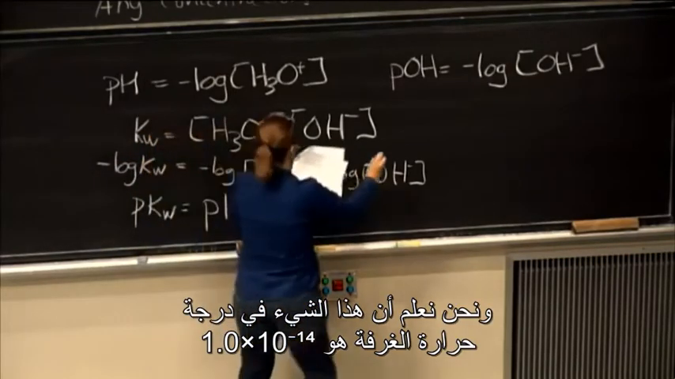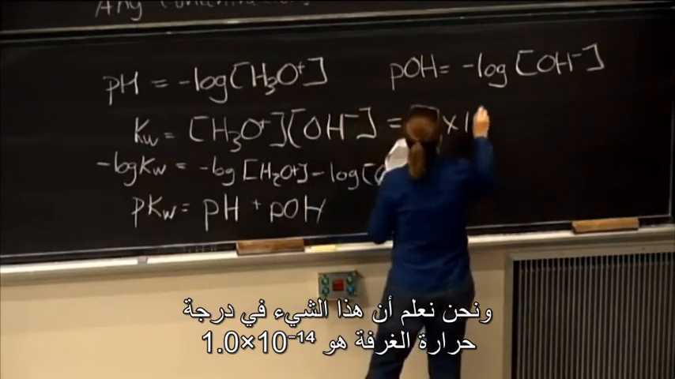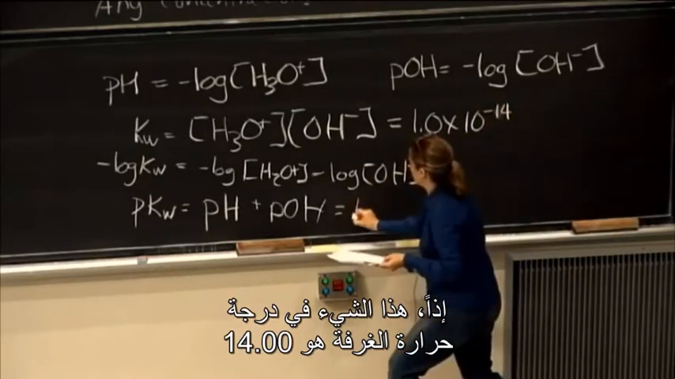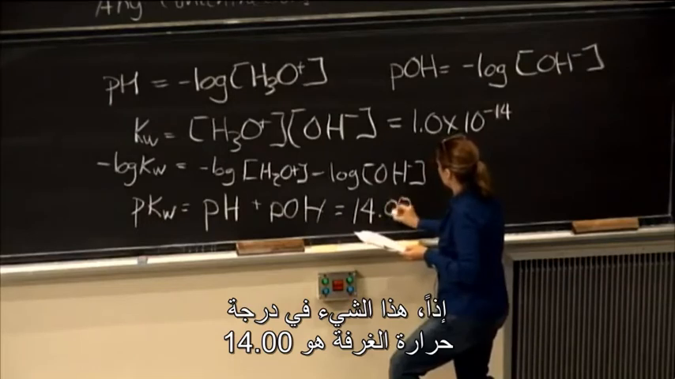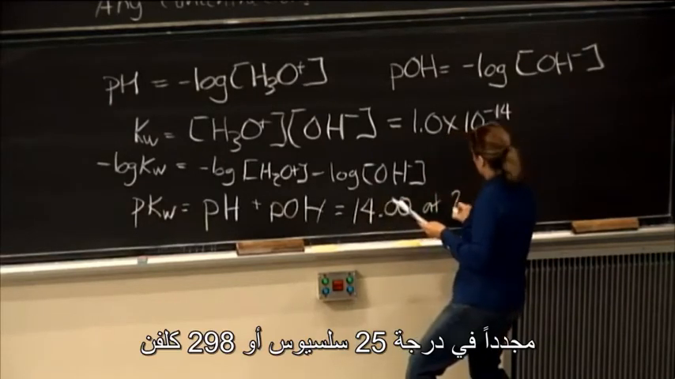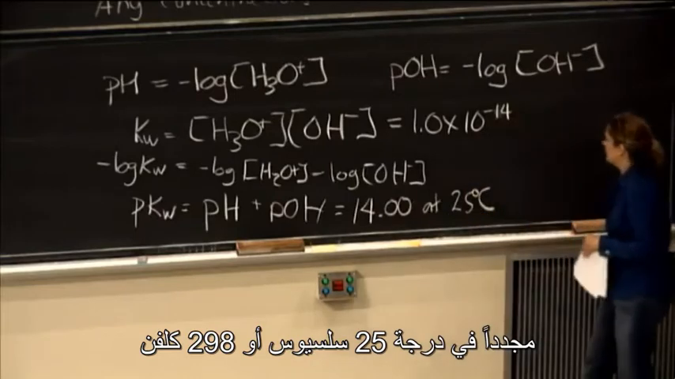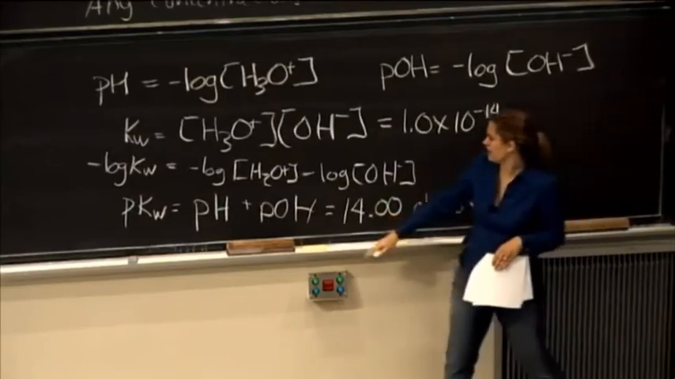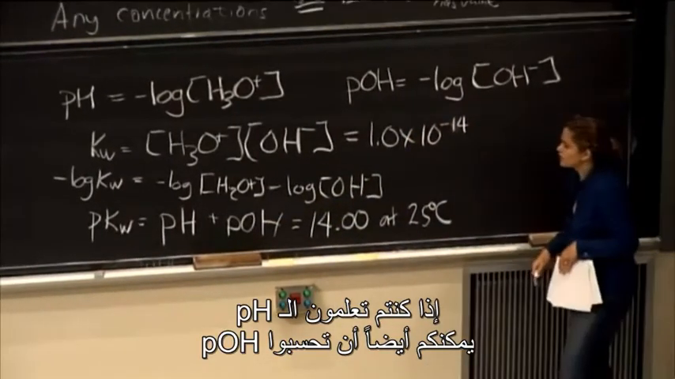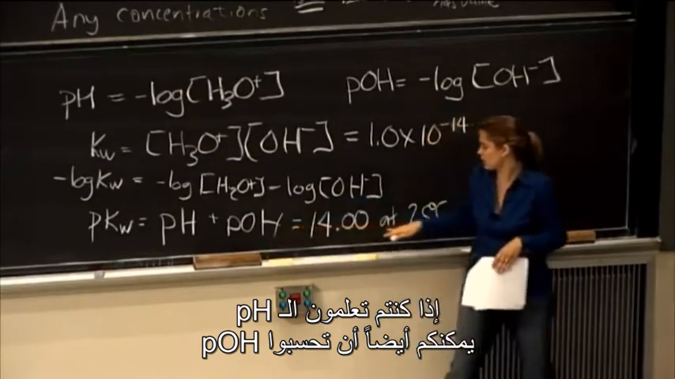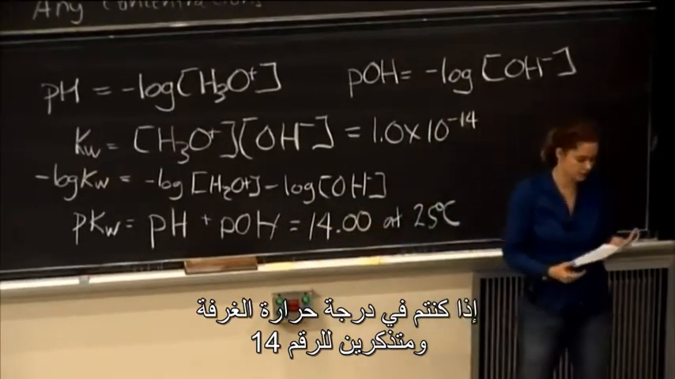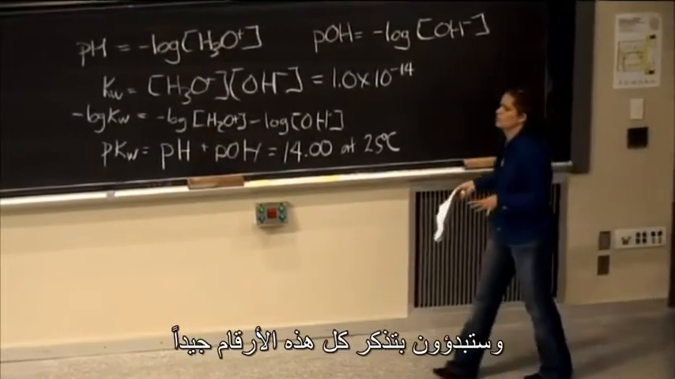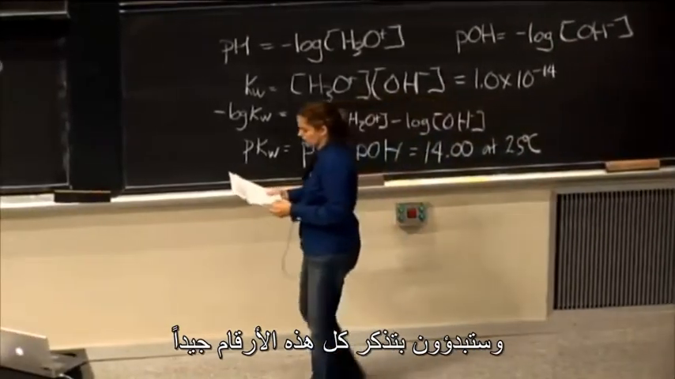And we know that Kw at room temperature is 1.0 times 10 to the minus 14. So pKw at room temperature is 14.00, again at 25 degrees C, or 298 Kelvin. So this is also a useful expression. If you know the pH, you can calculate the pOH if you're at room temperature, remembering this number of 14. These are things that you will be doing a lot in the problems, and you will start remembering all of these numbers really well.